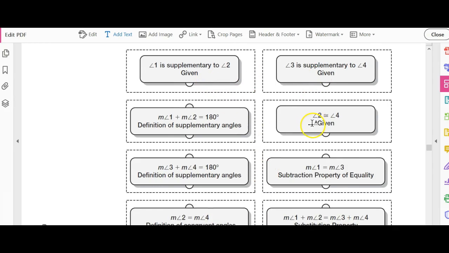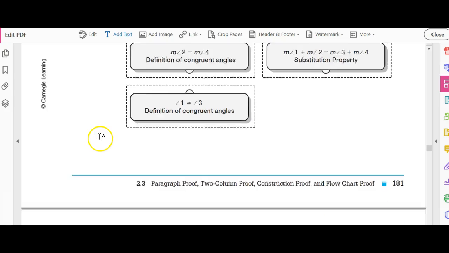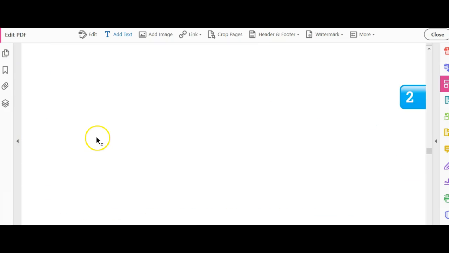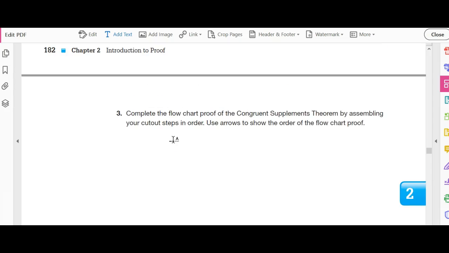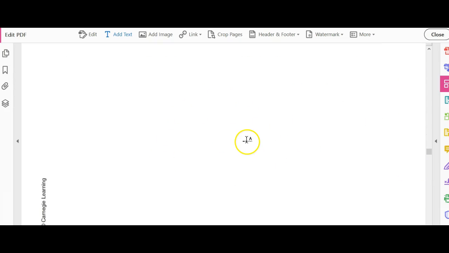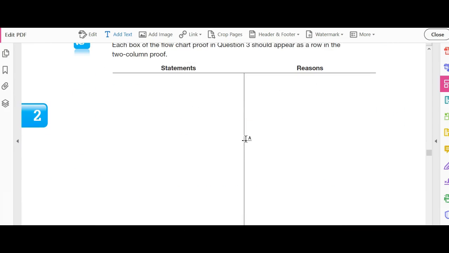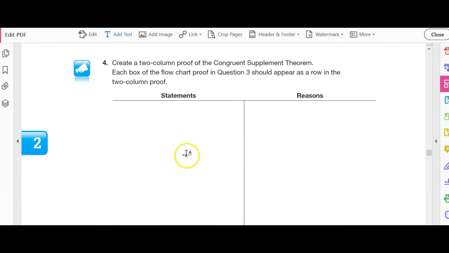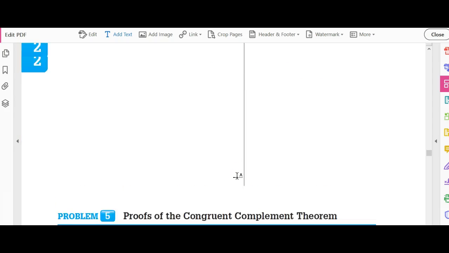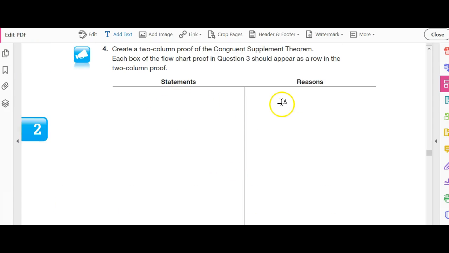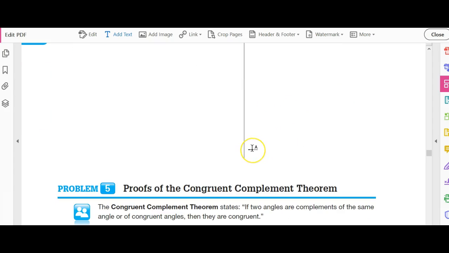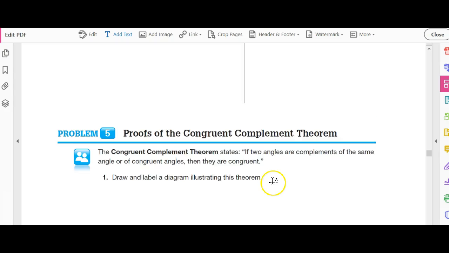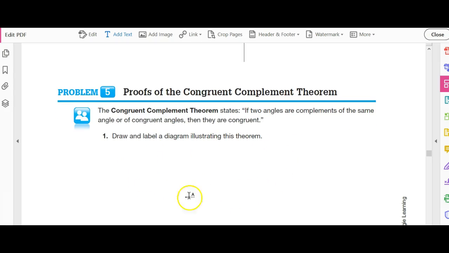Okay, you've got 3 given statements, so you know you're going to have to lay those out right next to each other, and there you're going to be drawing arrows. I'm going to pause the video one more time and let you finish putting those together on page 183. Then you'll do your 2-column proof, where you number the statements on the left and give the reason on the right with the number. Then think about if you can work on the congruent complement theorem.